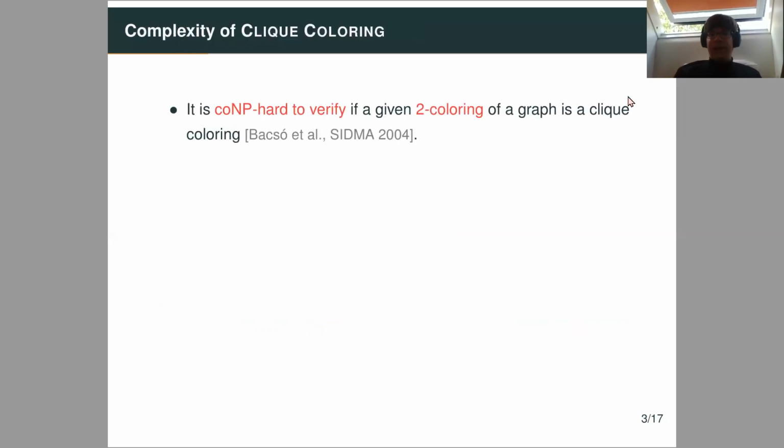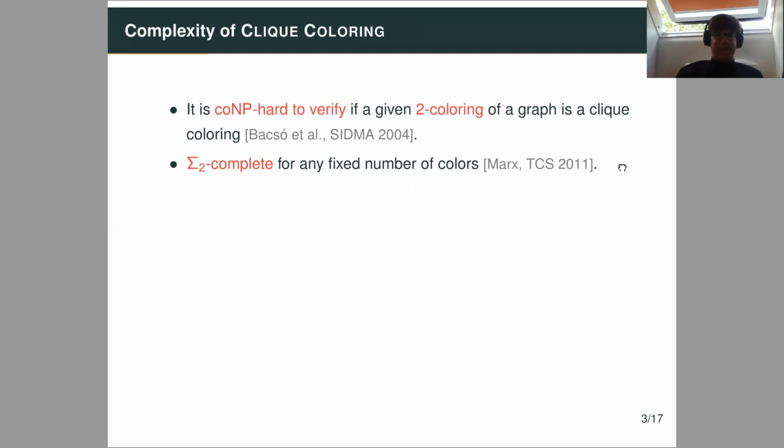Okay, now some complexity results about the problem of finding clique colorings. Well, it has been shown to be co-NP hard to verify if a given two coloring of a graph is a clique coloring. And this is very much in contrast to proper colorings, where we can famously compute in polynomial time if a graph is two colorable or not. And then later on, it was even shown that for any fixed number of colors, the clique coloring problem is sigma 2 complete.